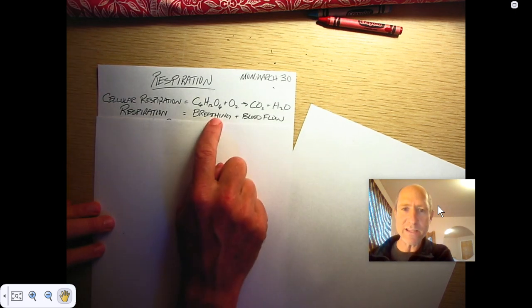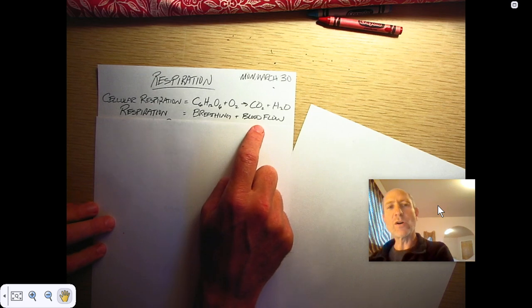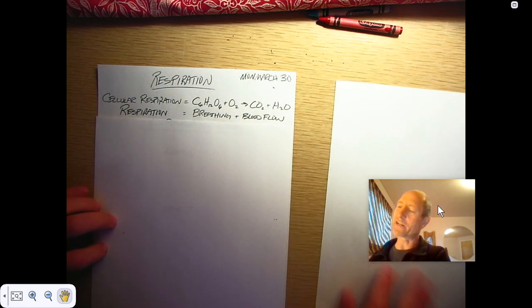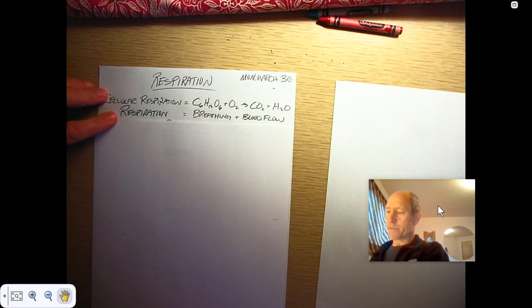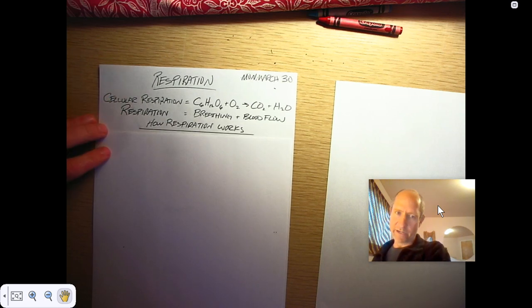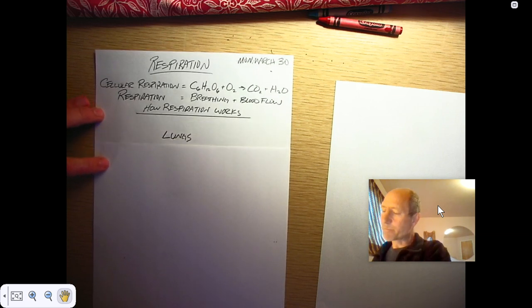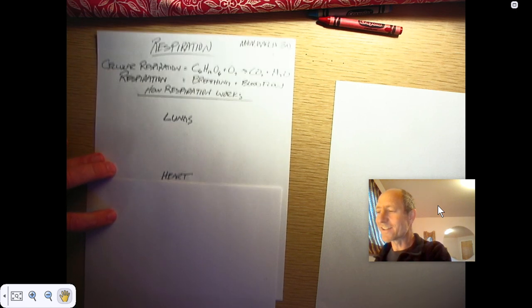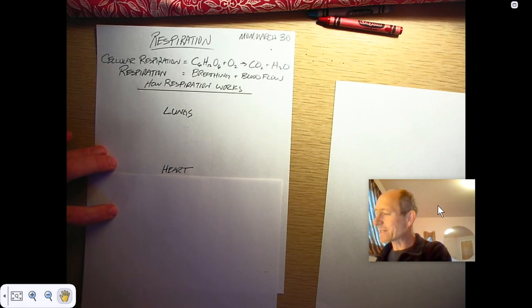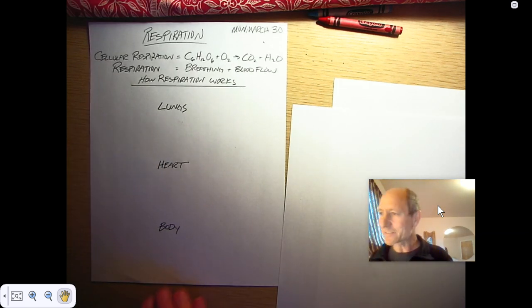That's not what we're here to talk about, although what we're here to talk about involves cellular respiration. So here's what respiration is. Respiration is breathing and blood flow. Respiration involves cellular respiration, as you're about to see. I just wanted to point out that they're not the same thing. The big players in respiration as far as your organs go are the lungs. And what else? That's right, the heart. And what else? Whatever you said, you're right, because we're talking about the body, which is everything else.